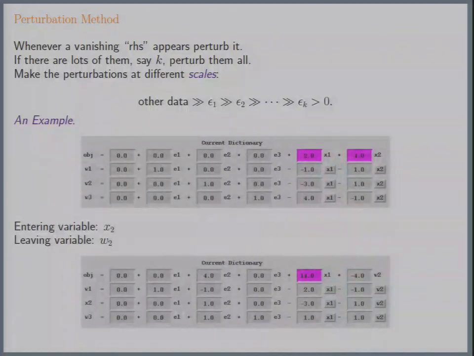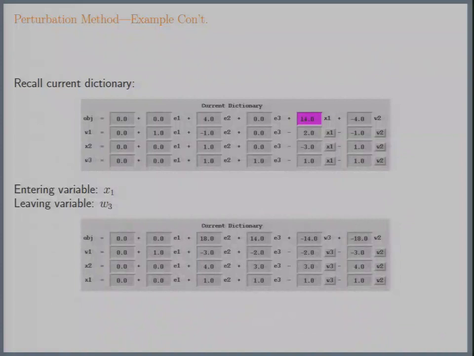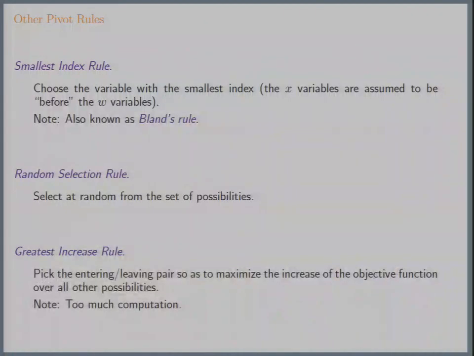But they were just symbolic parameters, and so once you've solved the problem, or once you've gotten out of the degenerate situation, you can throw away the epsilons and say, I don't care about them, I've solved my original problem. So the perturbation method is a very simple and useful technique for addressing the problem of cycling.